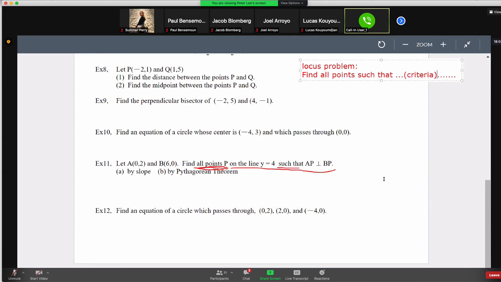Okay, so let's first try to understand what the question means. Again, in all math problems, the first step is for you to understand what these problems mean. Okay, so let me now draw this here. Let me try to figure out what the question means.